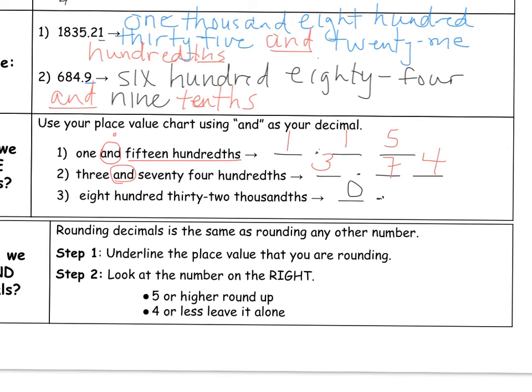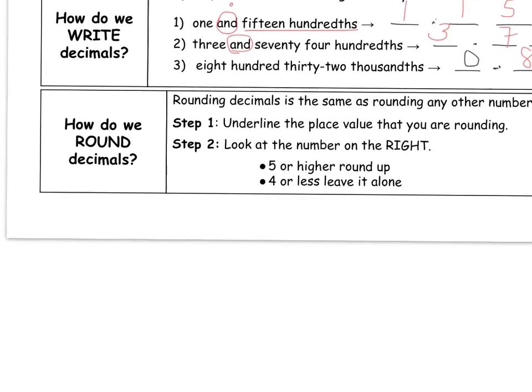So then 832 thousandths. Well, after my decimal point, I have tenths, hundredths, thousandths. That's 3 decimal places after the decimal, which is thousandths. So I just put in my number, 832 thousandths. Okay?